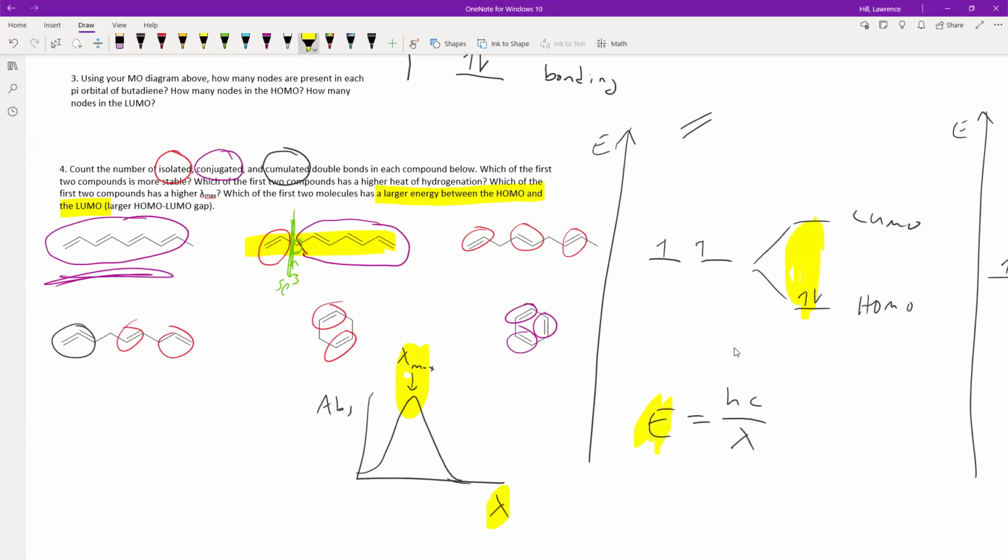So energy and wavelength are inversely proportional. The other two symbols there are constants. As this energy difference becomes larger, wavelength becomes smaller. So you end up with lower wavelength of absorbance. As this energy difference becomes smaller, or the HOMO-LUMO gap becomes smaller, your lambda max becomes larger.